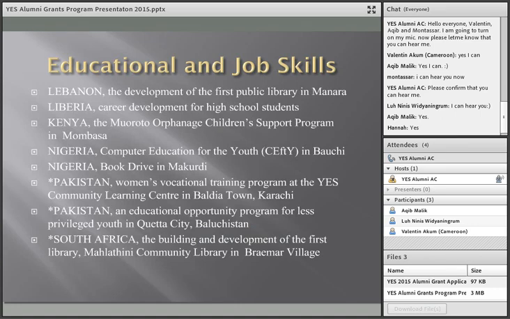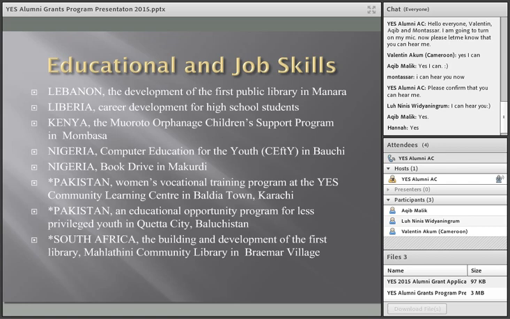I'm just going to go quickly through some of these projects. So here are some of the educational skills projects. The idea is to give you an idea of what's being done. In Lebanon, there's a public library, the first one in a small town, that one of the alumni wants to do. There's career development for high school students in Liberia, and actually it's very specific to a high school where students don't have career ideas. In Kenya, there's support of an orphanage, which is actually an ongoing project already.